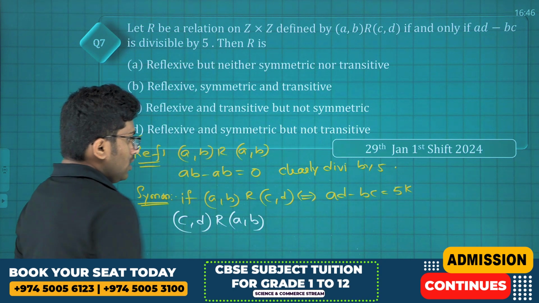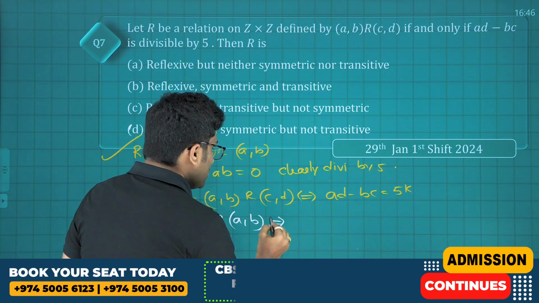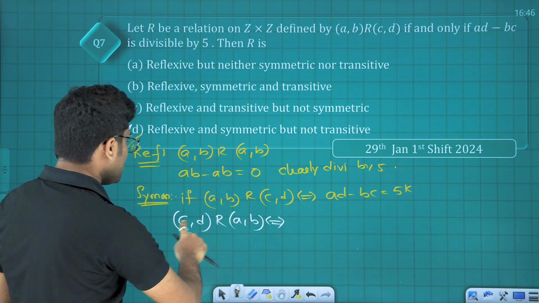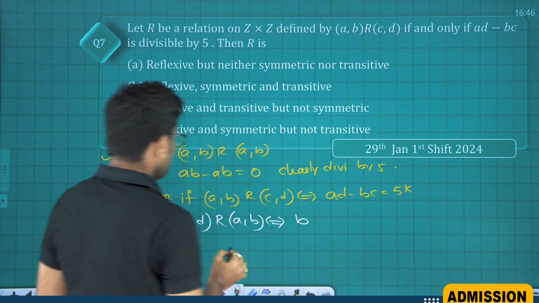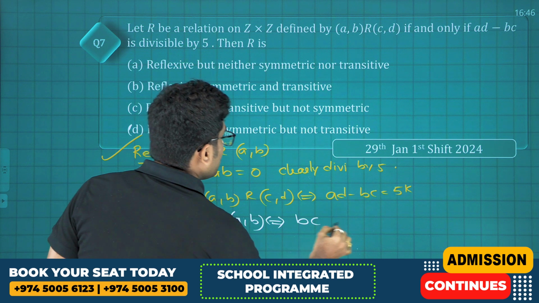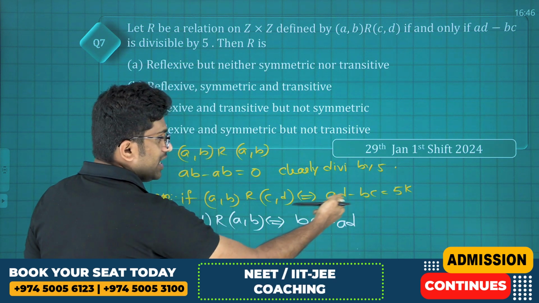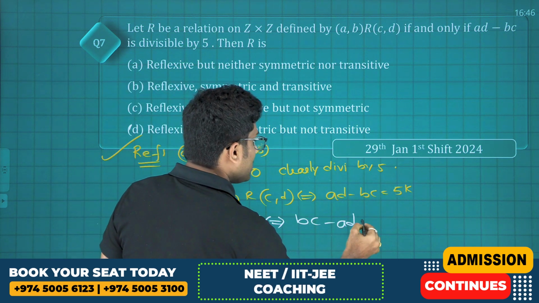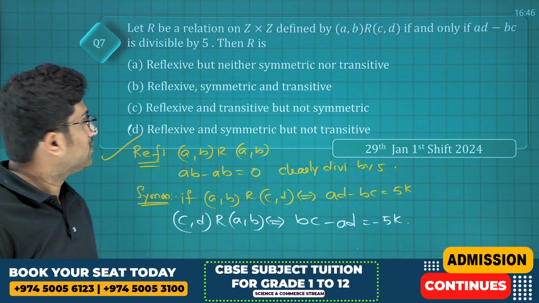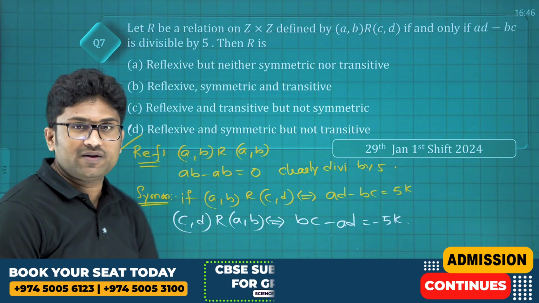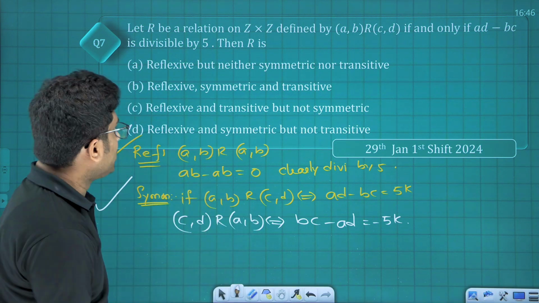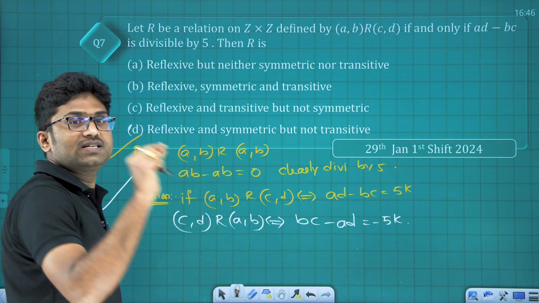Now C comma D related to A comma B means what will be the statement? It will be BC minus AD. It is clear: if AD minus BC is 5k, BC minus AD is minus 5k. That means clearly it is also divisible by 5. So it is also symmetric. Now coming to transitivity.